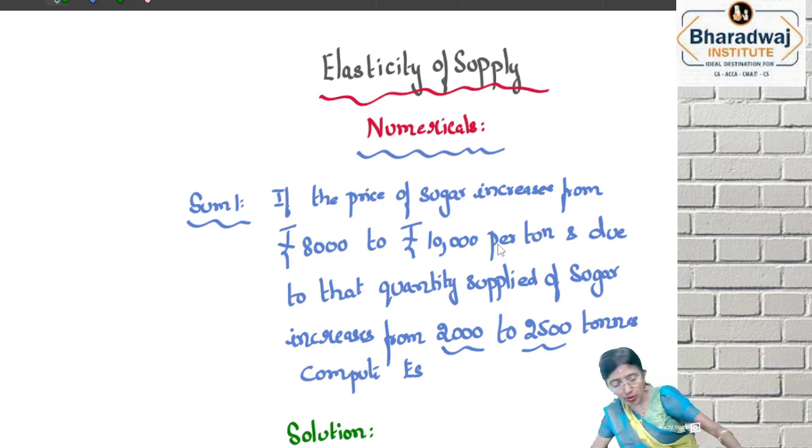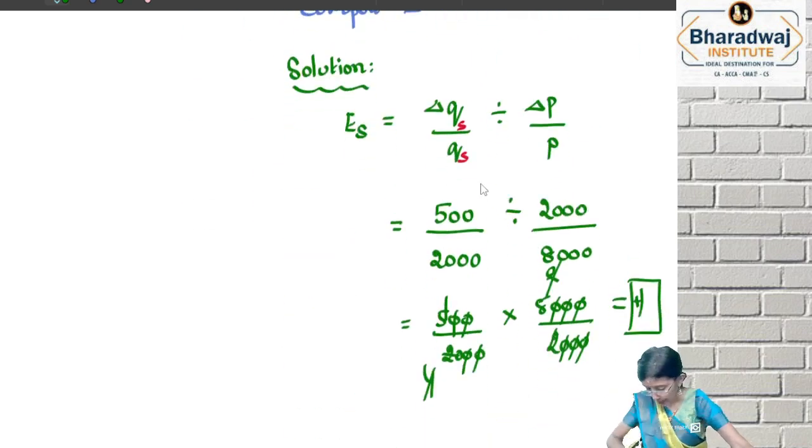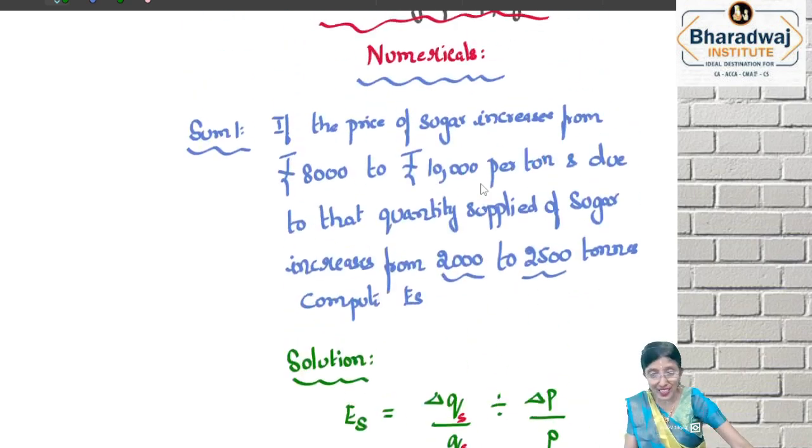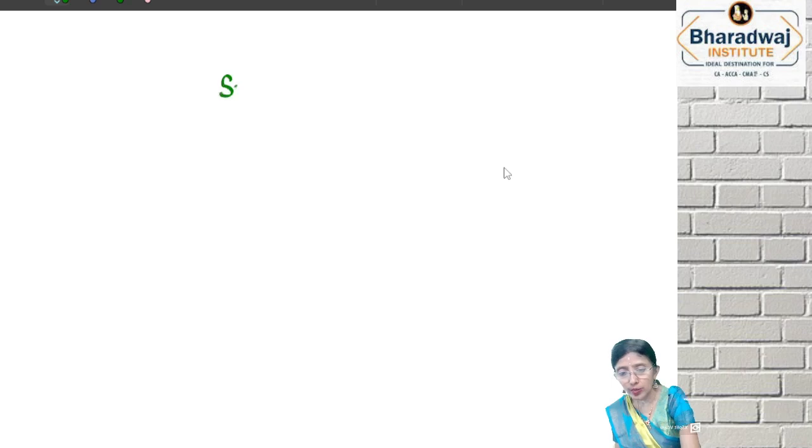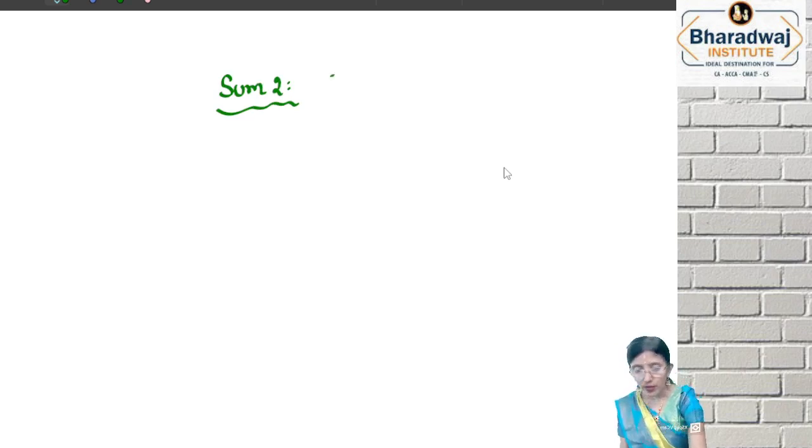So we got the answer for it. That is fine. So one percentage sum we will do. But directly if they give you a percentage, how to do it. So this is sum 2. This you already have done for elasticity of demand, so I'm doing it for elasticity of supply.